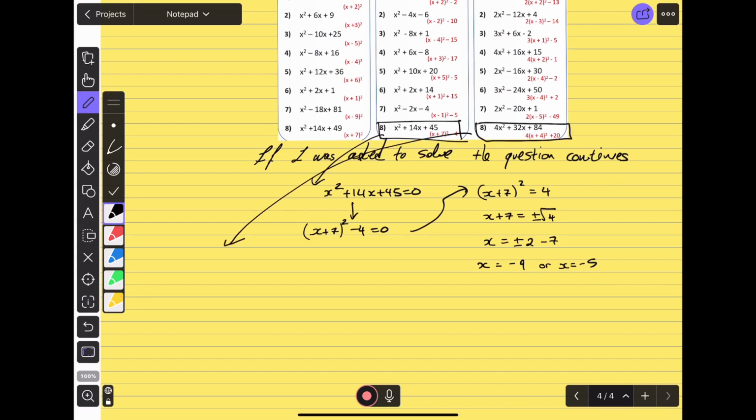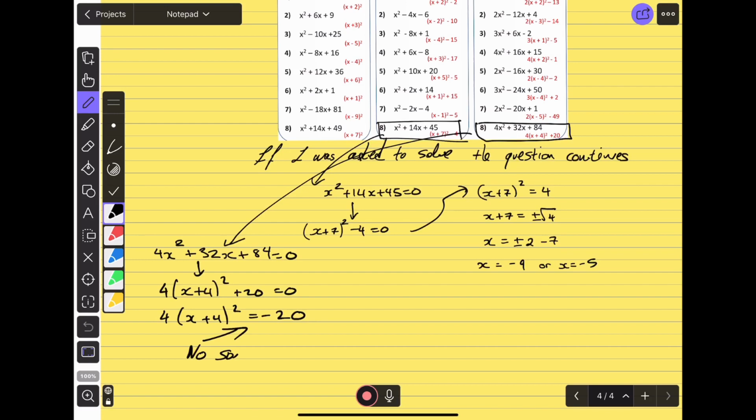Now, looking at this question here, I already know that I'm not going to have an answer. Say I write 4x squared plus 32x plus 84. I will complete the square, obviously because the question's there. Got it? 4 times (x plus 4) squared plus 20. Now, if you rearrange this equation, you're going to have minus 20 equals a square number. Now, a square number is always positive, so therefore I know that this will have no solutions.